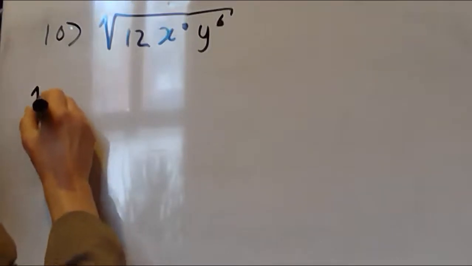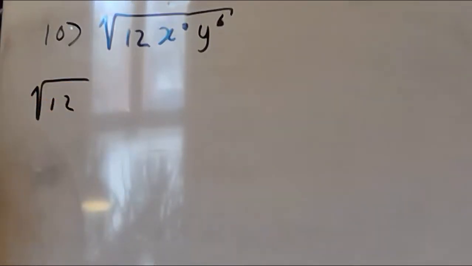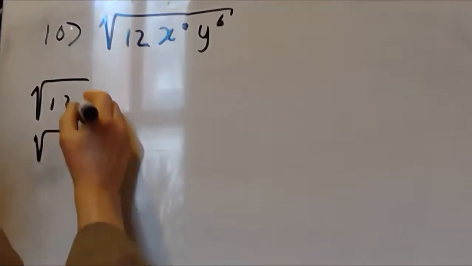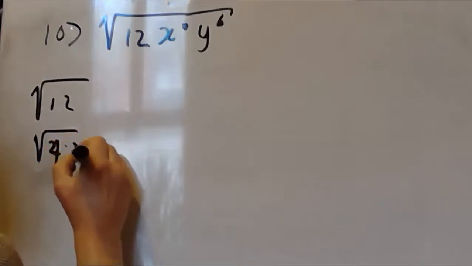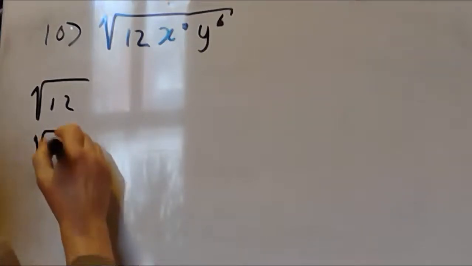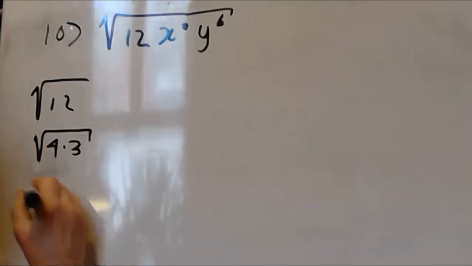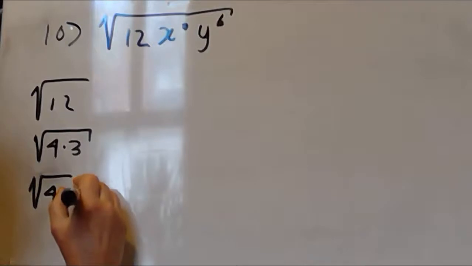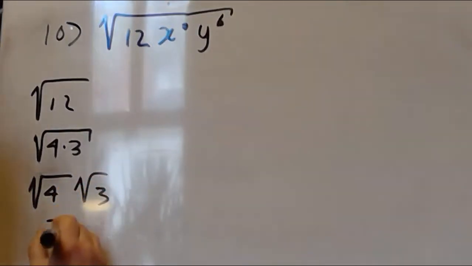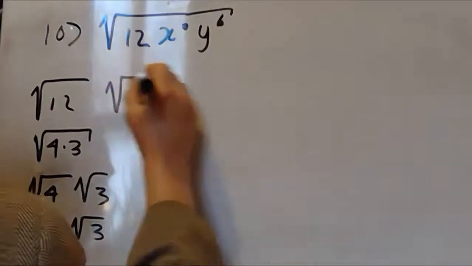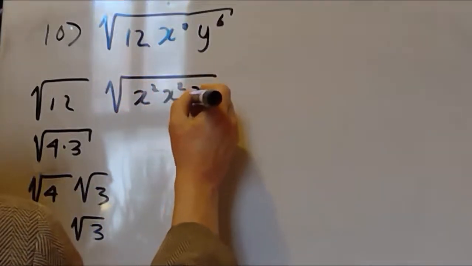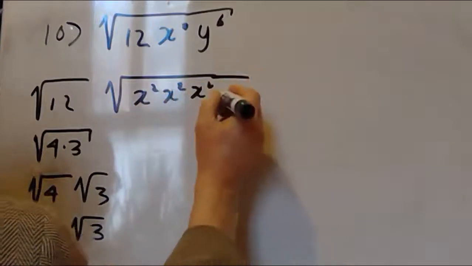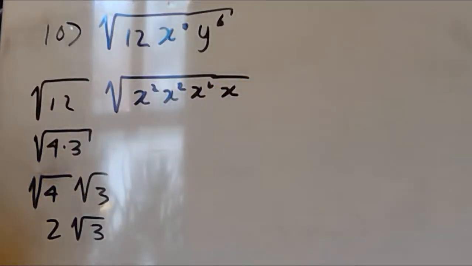Well, 12 is not a perfect square, but we can break it down into 4 times 3. And 4 is a perfect square, even though 3 is not, so that would be 2 square root of 3. The next part, x to the 7th, well, we can write that as x squared, x squared, x squared. So that means we have x to the 6th, and then one left over x.